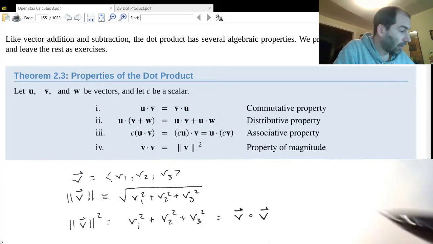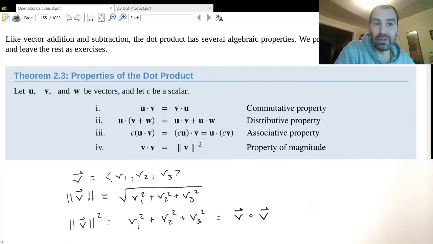And these properties work not only in 3 dimensions, but in 2 dimensions, 4 dimensions, any number of dimensions that we define our vectors in, these properties hold true.